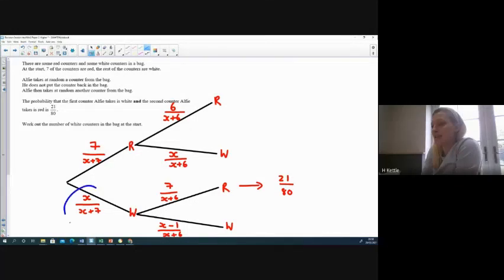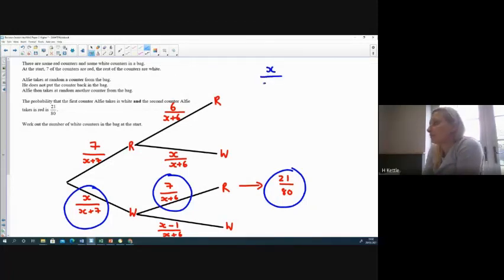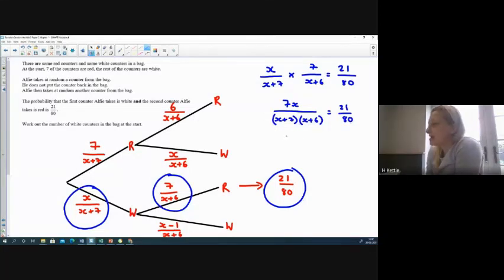Now, this is the one we're interested in. We're interested in this multiplied by this, giving me this. And I can set up an equation. X over X add 7 times 7 over X add 6 equals 21/80. And when we multiply fractions, we just do the top times the top and the bottom times the bottom. So 7x over X add 7, X add 6 equals 21/80. And I'm just going to multiply this up. So 80 lots of 7x equals 21 lots of X add 7, X add 6.